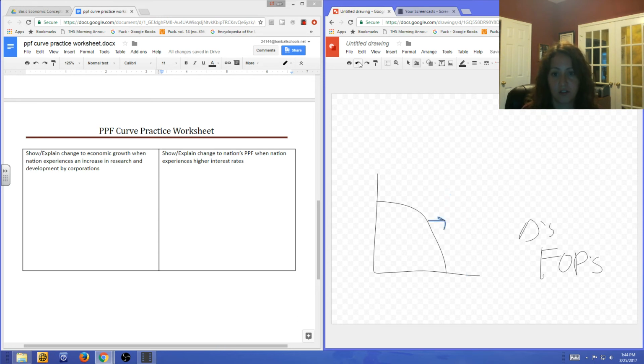So let me just give you a quick sketch. That would be a leftward shift. Look, we can't produce as much anymore. Something that we used to be able to produce, which is like on this PPF curve, now that point is impossible with the resources that we have.